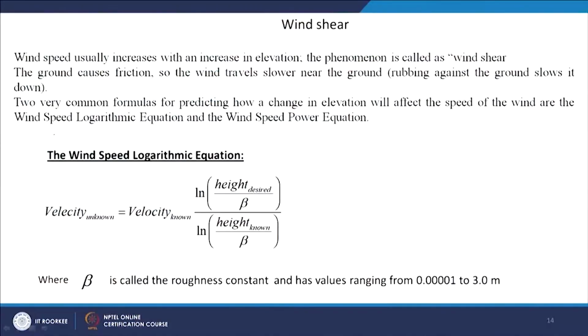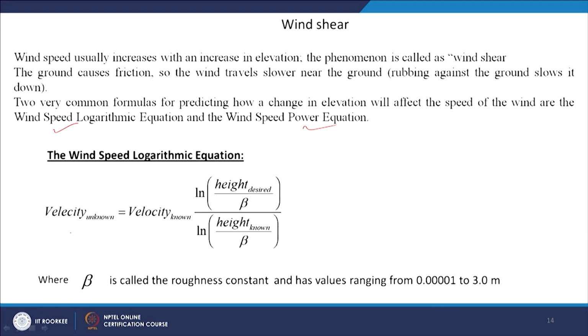If we go up, we will see that the wind speed increases. Once the wind speed increases, obviously the power potential will also increase. There are some mathematical relationships by which people tried to correlate the increase in the speed with the height, and two types of equations are available, that is the logarithmic equation and the power equation. So, this is our logarithmic equation.